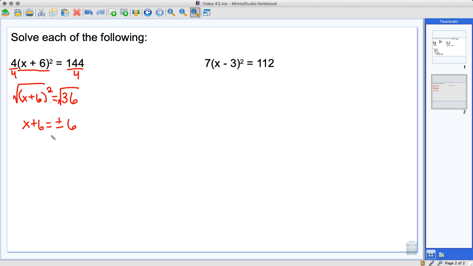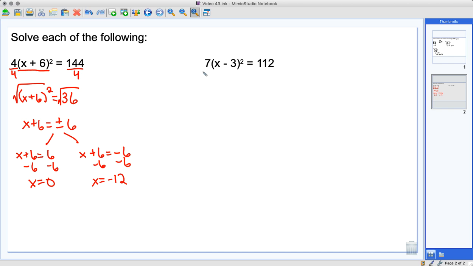At this point, you have to change this into 2 different problems. x plus 6 equals positive 6, and x plus 6 equals negative 6, because the x plus 6 could be either one of those answers. So then you solve. You get x equals 0 there, and you get x equals negative 12 there. With the more complicated ones, you're not just going to get the same number plus and minus. You're going to get 2 totally different numbers.